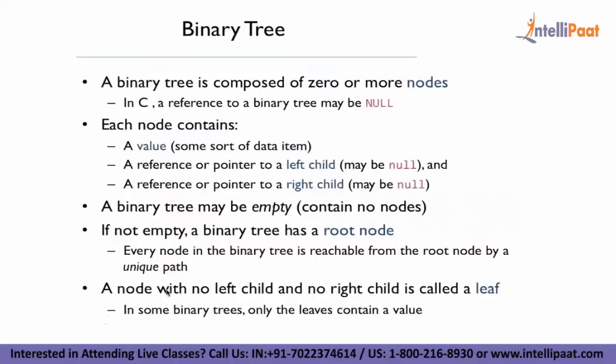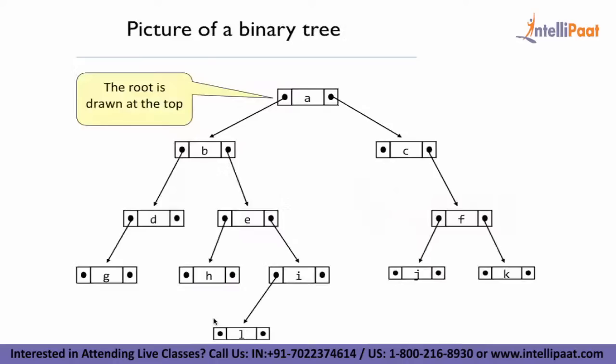A node with no left child and no right child is called a leaf node. Suppose there is a node like this: it does not have anything on the left and nothing on the right, so this is called a leaf node. So in a binary tree we have a root node which does not have any reference upwards, and every node has a left reference and a right reference. The left reference is called the left subtree, and the right reference is called the right subtree. There is a unique path from the root to each node, so if you want to go from the root to any node, there is only one path. And any node which does not have a left or right reference is a leaf node.